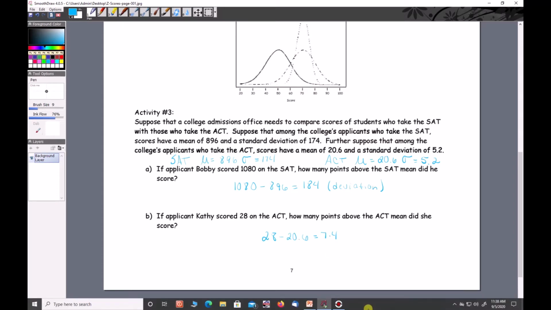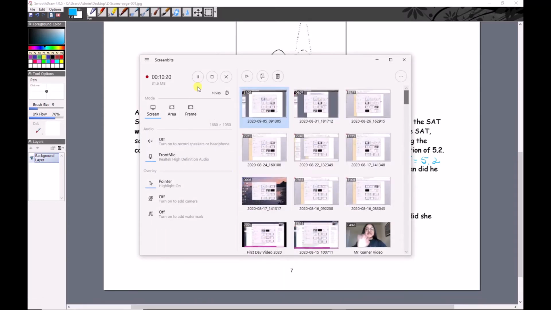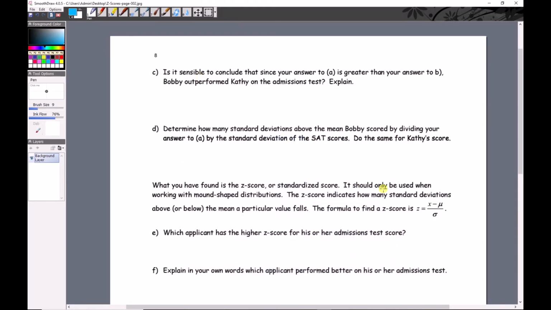I need to get to this next screen, so I'm just going to pause real quick. All right, that was quick.